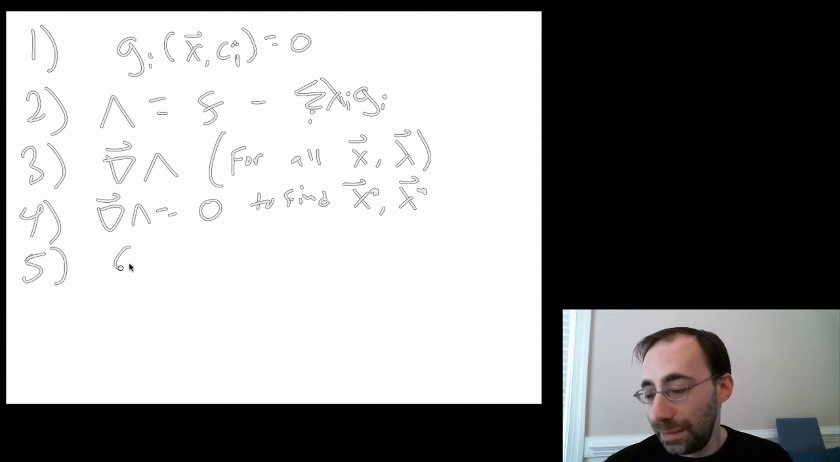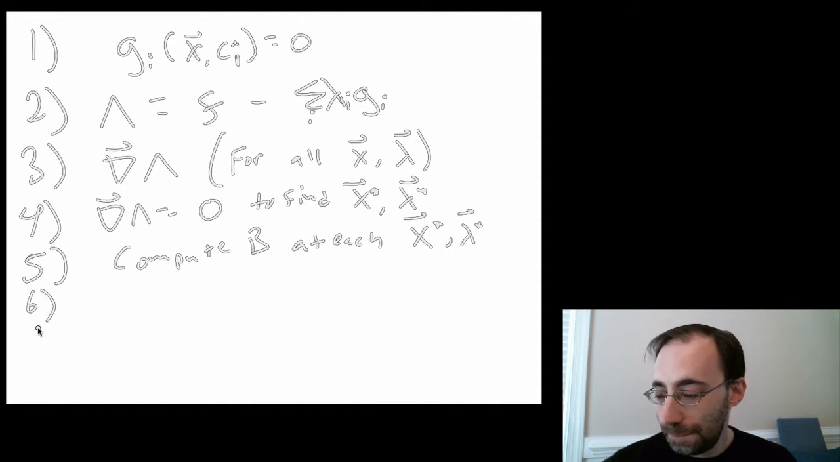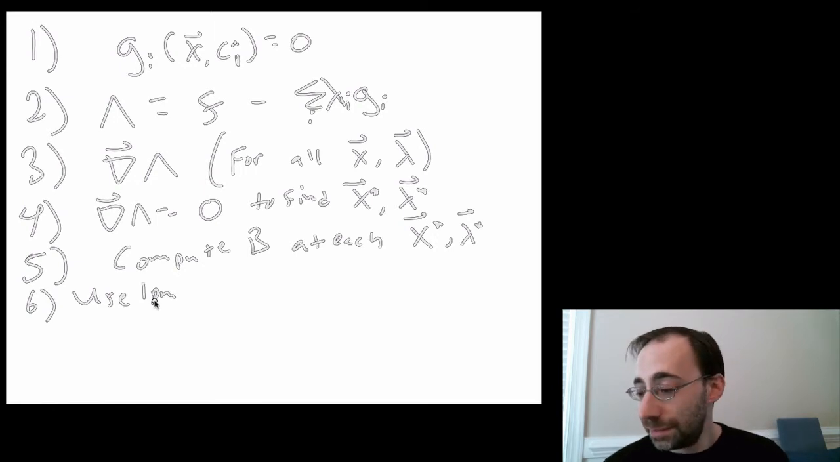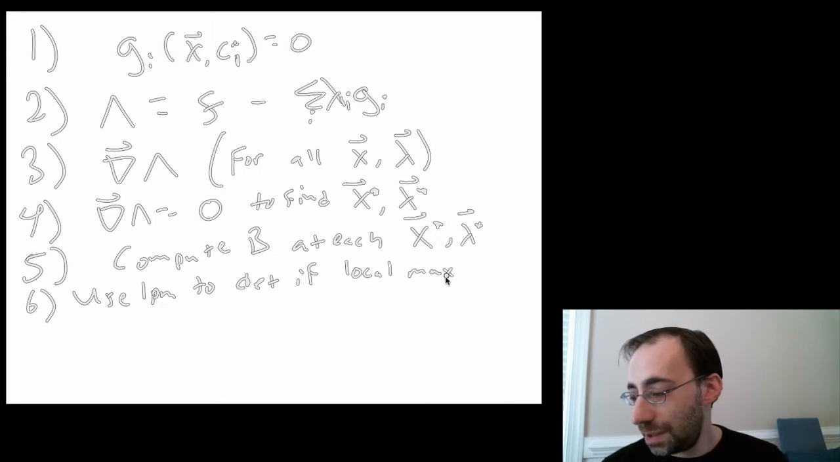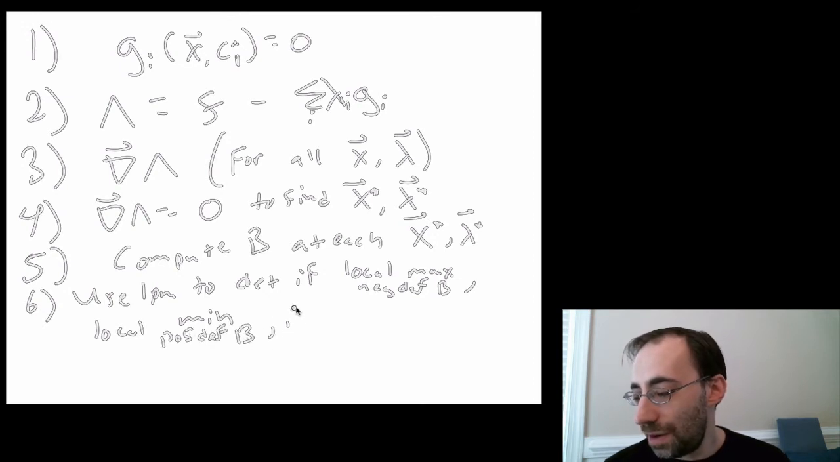Step 5, compute the bordered Hessian at each x star, lambda star. Step 6, use leading principal minors or some other method to determine if you have a local max, and that's if you have a negative definite B, a local minimum, and that's for a positive definite B, or indeterminate.